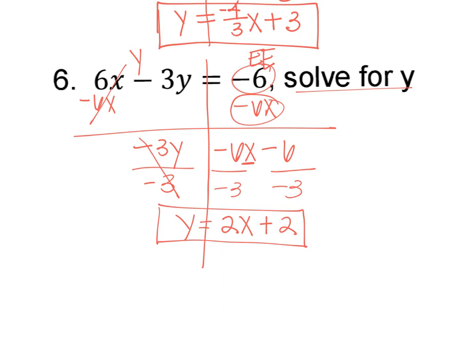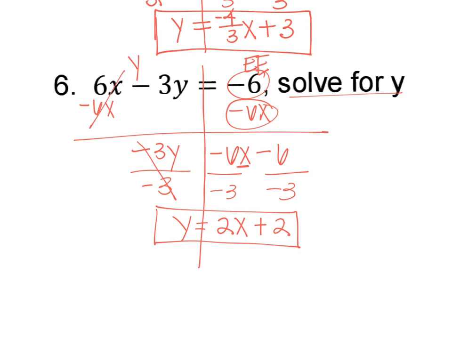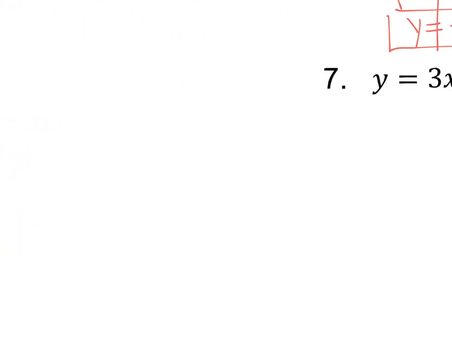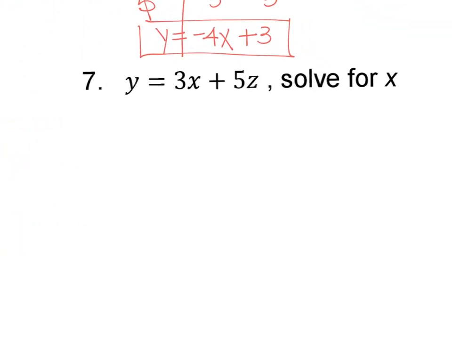Okay, number last. A little bit trickier. I've got y equals 3x plus 5z. I've got three variables, three alphabets, x, y, z. It already has solved for y, but they told me to solve for x. Who knew it couldn't be that easy?